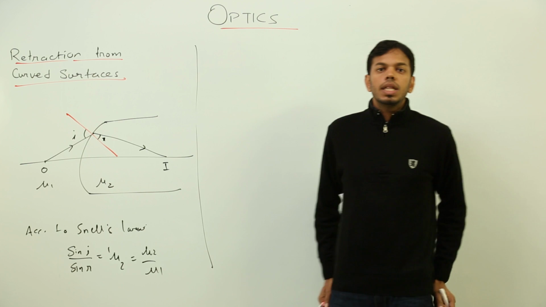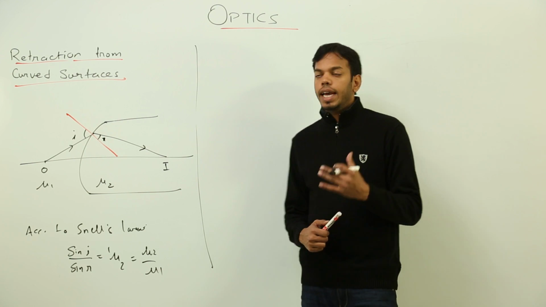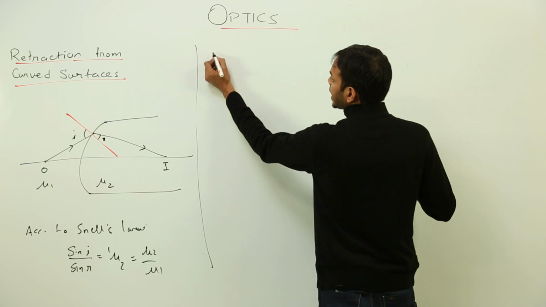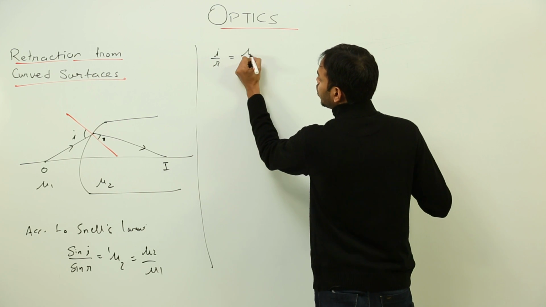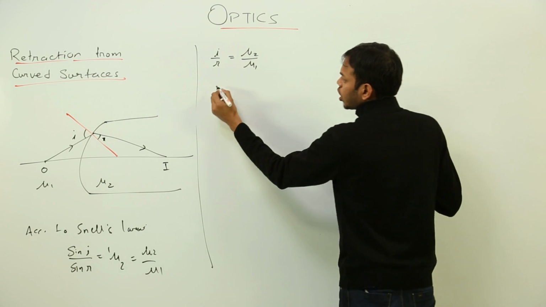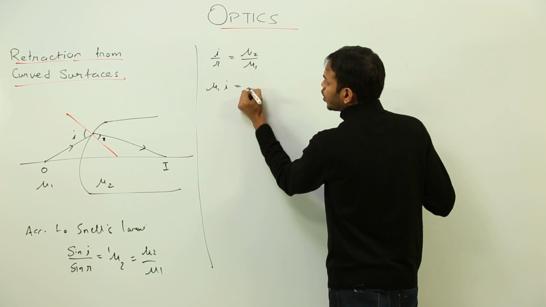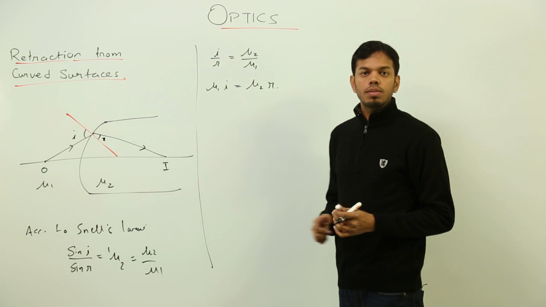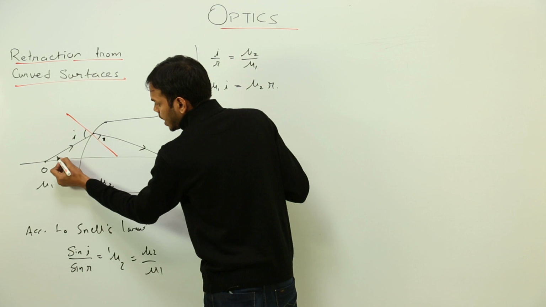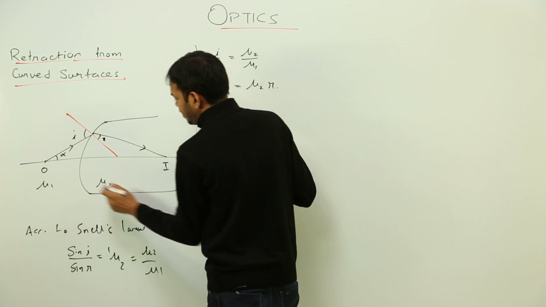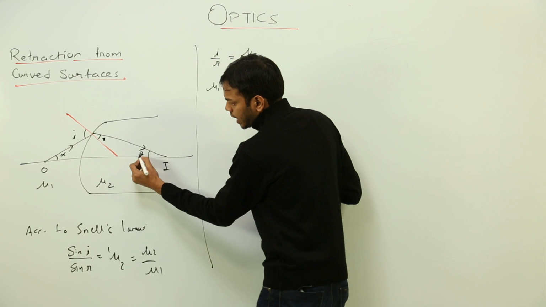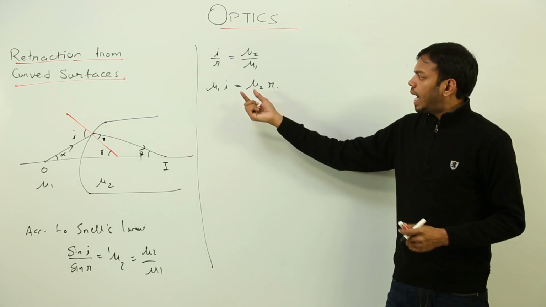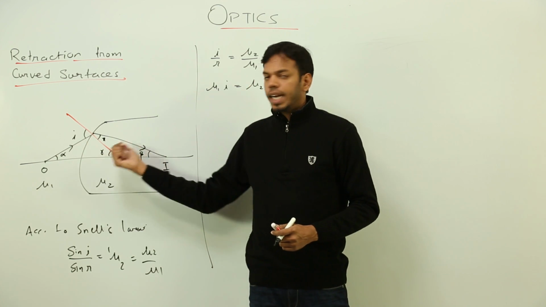Now we know this property that when theta is small, sin theta tends to theta and tan theta also tends to theta. That means instead of writing sin I upon sin R, I will write I upon R is equal to mu 2 over mu 1. Done. Cross multiplying, mu 1 times I is equal to mu 2 times R. Now I have to write this I and R in terms of alpha, beta and gamma. The angle of object is alpha, image beta, and this angle which the normal makes is gamma.